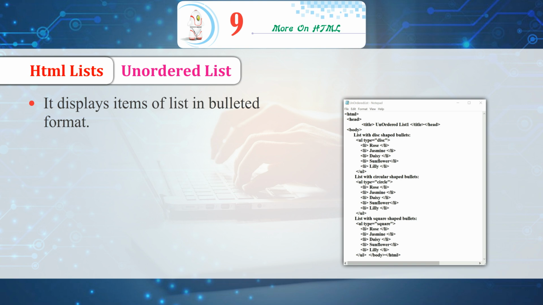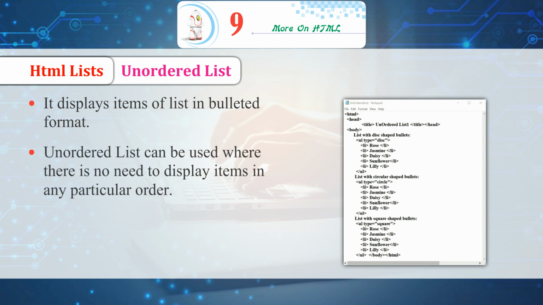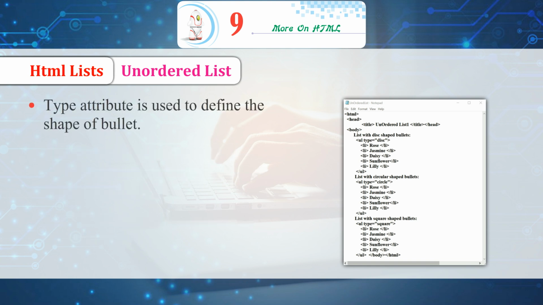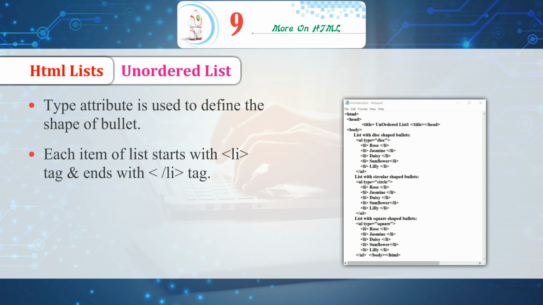Unordered list. It displays items of the list in bulleted format. An unordered list can be used where there is no need to display items in any particular order. The HTML UL tag is used for the unordered list. The type attribute is used to define the shape of the bullet. Each item of the list starts with the li tag and ends with the close li tag.